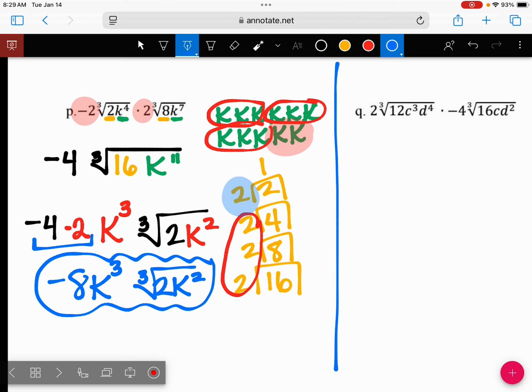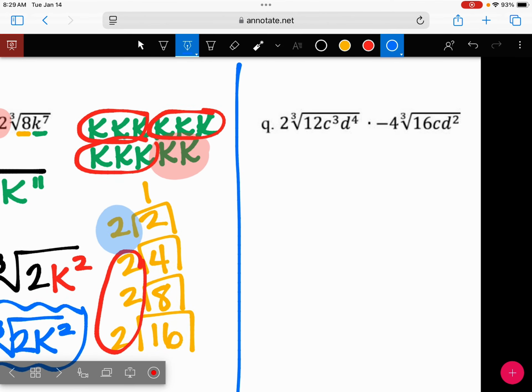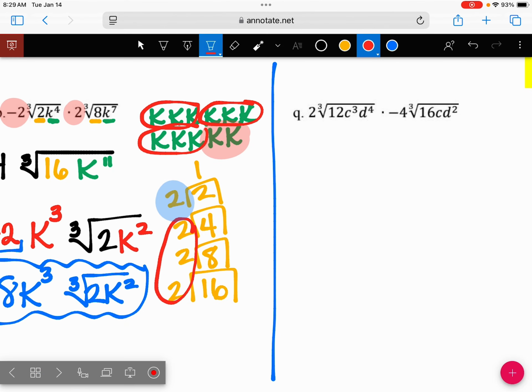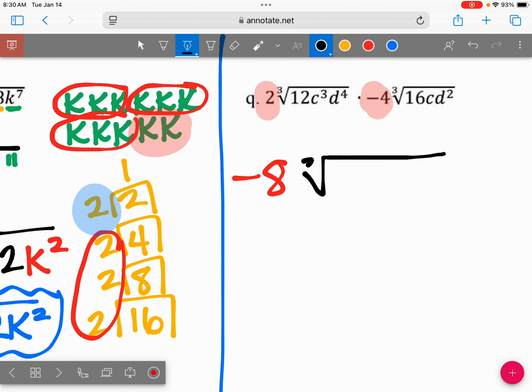Let's get it started. We're going to start off by multiplying the numbers on the outside first. So let's take that 2 times the -4, and that's going to give us -8. That's on the outside. And now we're going to multiply everything that's under the radical together. Multiplying the numbers, adding the exponents. So 12 times 16, that's a big number. What do you get when you multiply 12 times 16? What did you get, Ron? 192. Anyone else get 192? Raise your hand if you got 192.